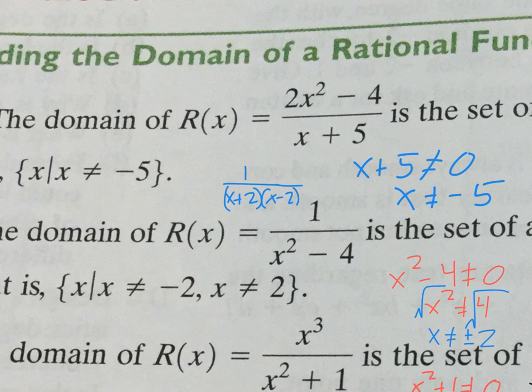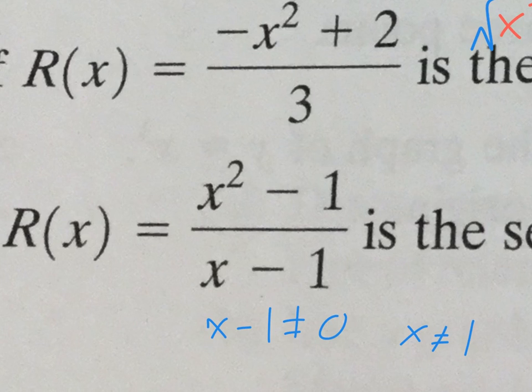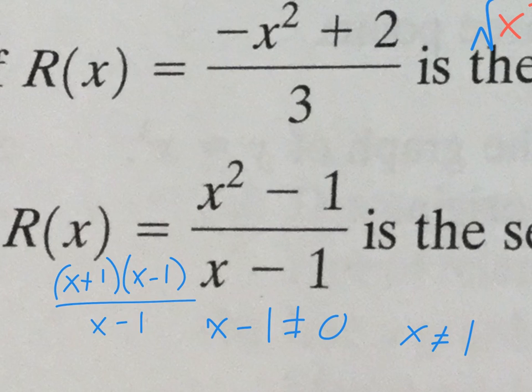All right? But now, look at this bottom example. X squared minus 1, I can factor that. That gives me x plus 1 times x minus 1 all over x minus 1. So it's just going to be x plus 1.